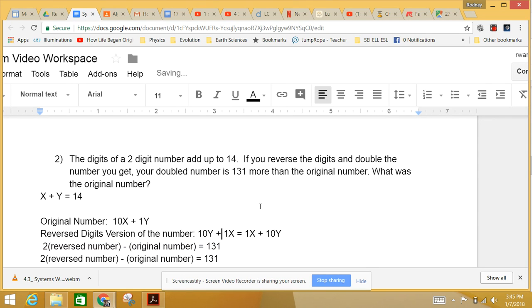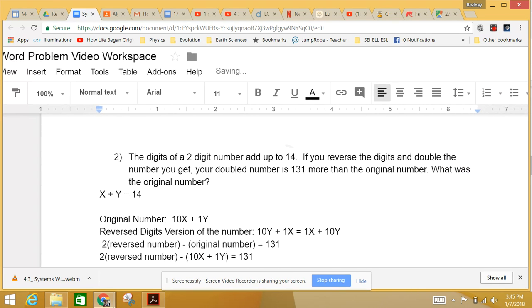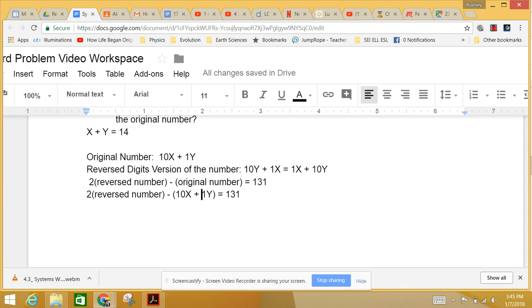this with the expressions for the two numbers. Here's my original number. And here is my reverse number, 1x plus 10y. I'm just going to type it in because it seems to want to jump around on the screen. If I copy and paste. And so here I have double my reverse number minus my original number equals 131. So I have my setup. Pause the video and see if you can figure out what the answer actually is.